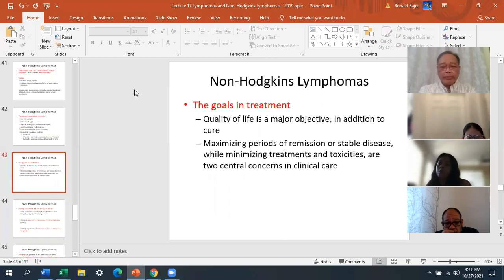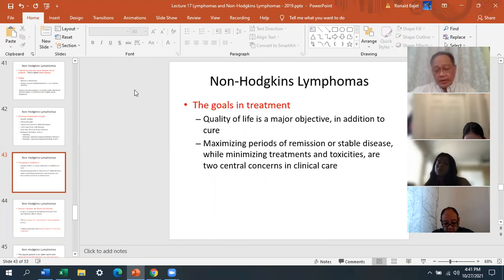The goal in treatment, as I mentioned earlier during the leukemia lectures, is that when you treat a lymphoma, you want to consider quality of life, because sometimes the actual therapy, if you give medication, it makes the patient sick. And if it makes the patient sick, especially if they're elderly, it can really diminish their quality of life.